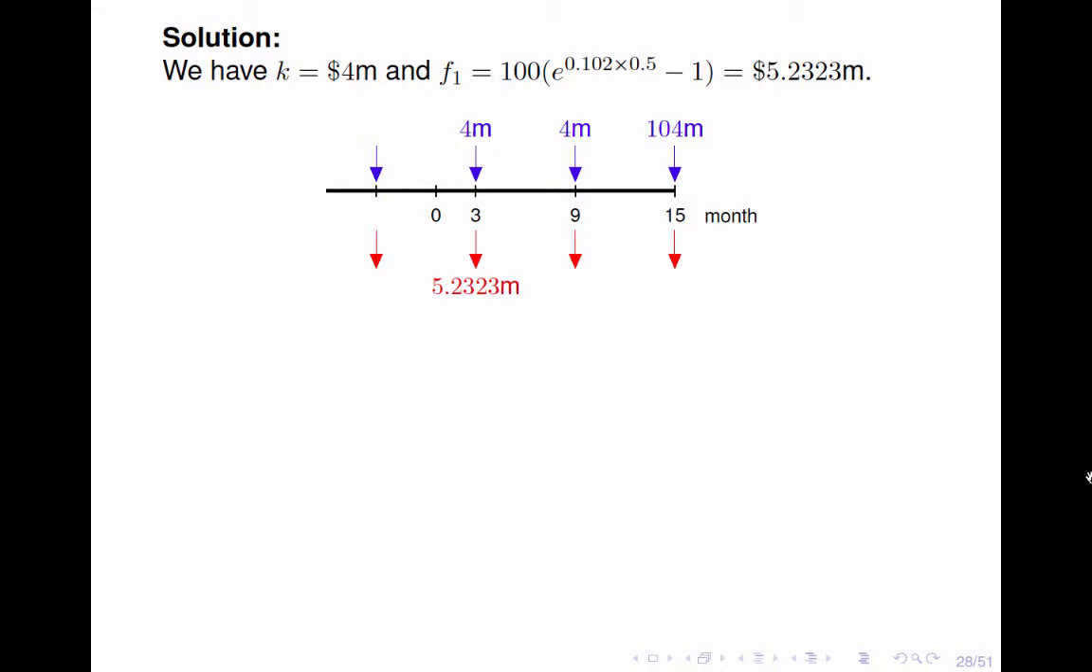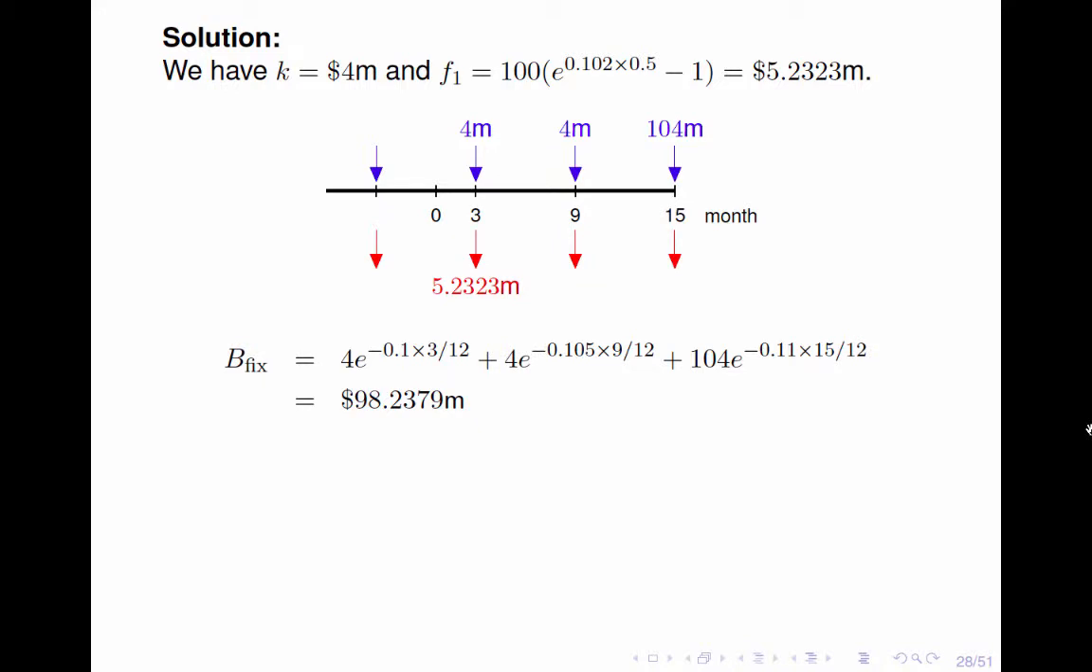First, since the fixed rate is 8% per annum with semi-annual compounding, we have K equals $4 million. And the 6 months floating rate at the last payment date was 10.2% with continuous compounding. We can get that F1 is equal to $5.23 million. Here's the timeline with the cash flows indicated.